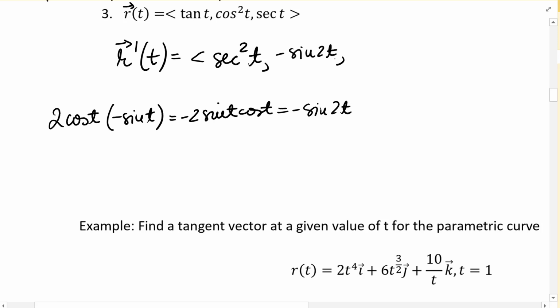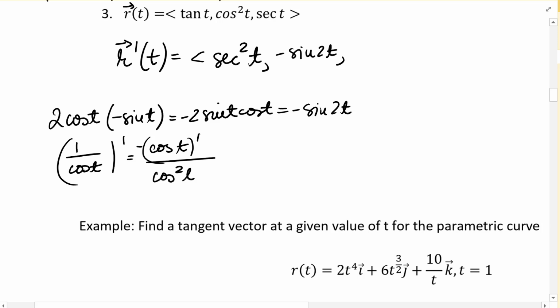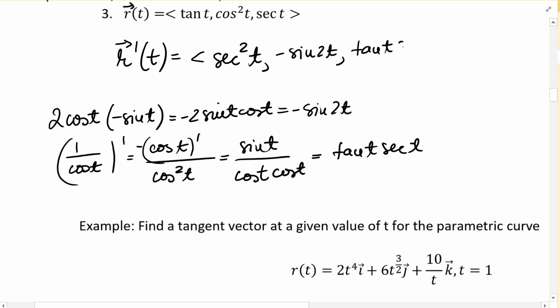And then secant of t, that's 1 over cosine t, and that prime is cosine t prime, negative sine of t prime over cosine squared of t, that's sine of t over cosine of t times cosine t, that's tangent t secant t. So here is tangent t times secant t, and this would be the derivative.